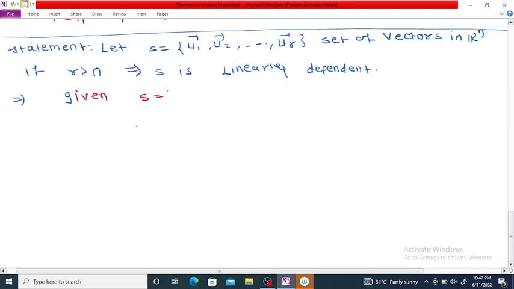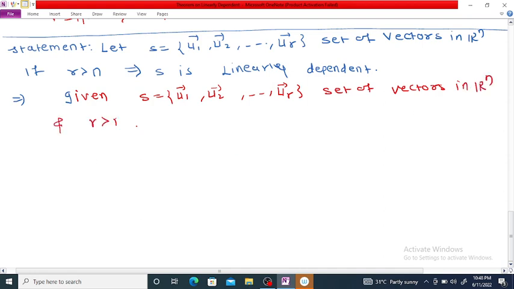S is equal to u1 bar, u2 bar, dot dot dot, ur bar, a set of vectors in R raised to n, and r is greater than n. So this is a given statement. Our claim is that set S is linearly dependent.